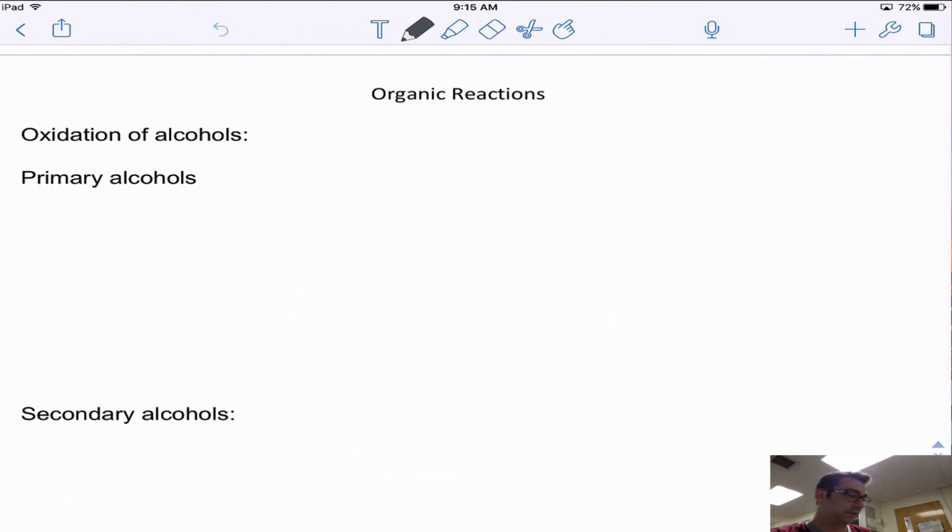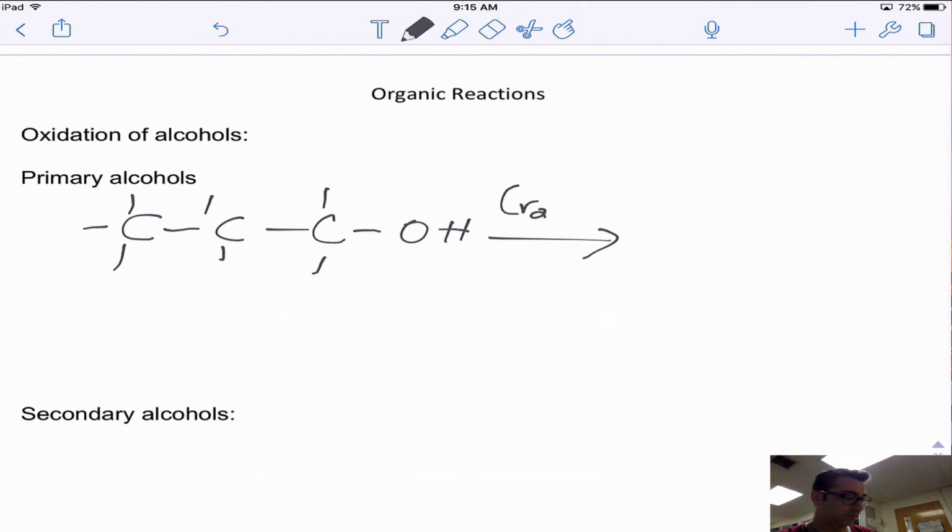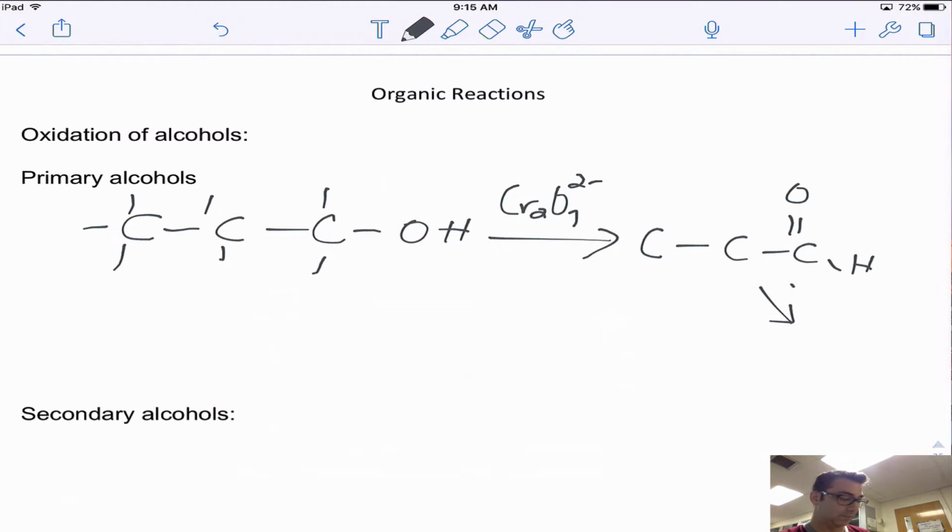For oxidation of alcohols, if you have a primary alcohol, remember that's an alcohol where you have a hydroxyl group, the functional group for the alcohol, on the end. If we were to oxidize this, usually we'll use something like a dichromate reactant. This will oxidize this alcohol to an aldehyde. And then if we further oxidize this with more Cr2O7 2-, we could further oxidize it to a carboxylic acid.